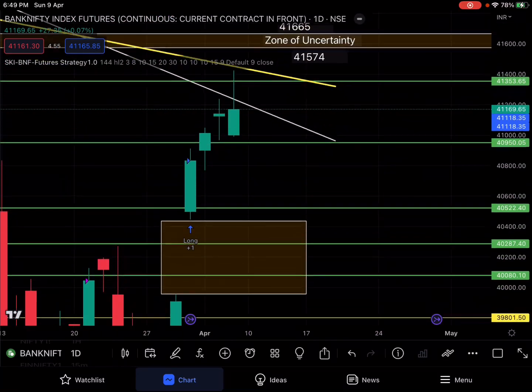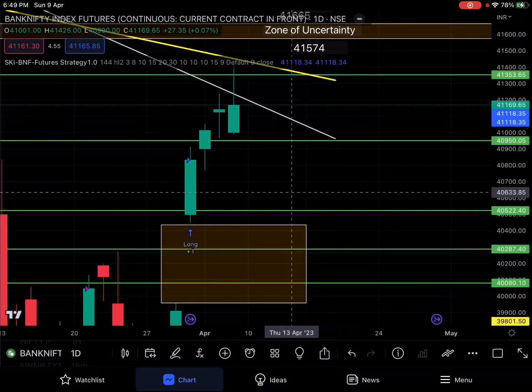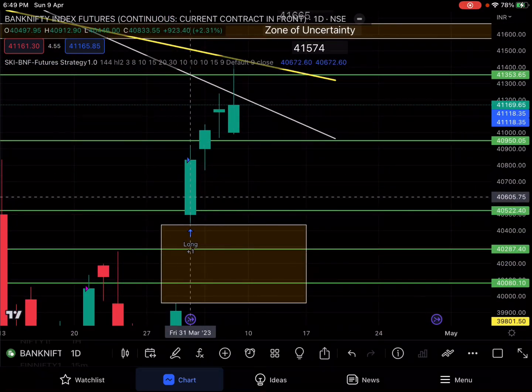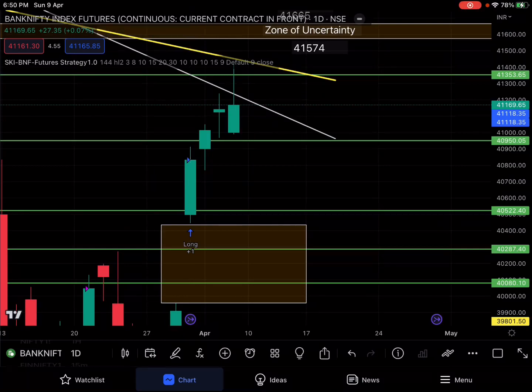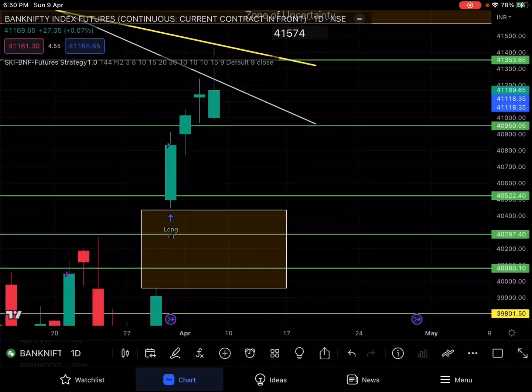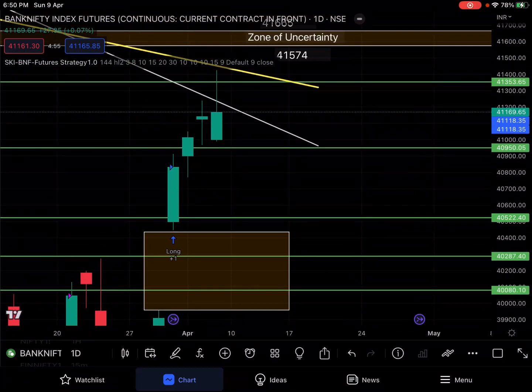Okay, I see that there is a buy call which was generated here on 31st March, on a closing basis of 40,833, and we are now at 41,005 to 41,170. So 200 to 370 points we made. Ideally, it would be good considering these resistances, but there is no exit signal received on this as of now.